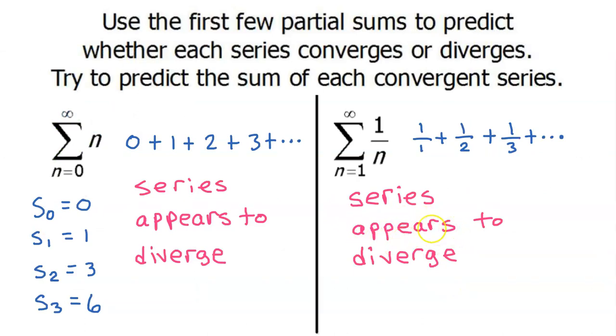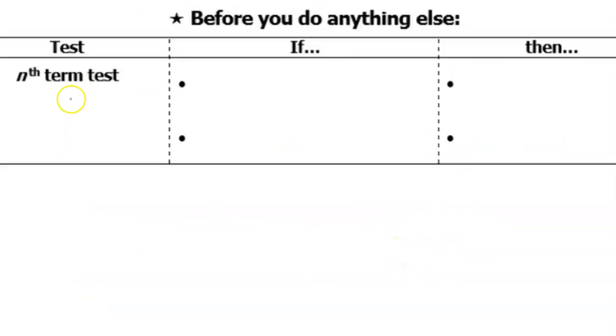This series appears to diverge, and this is the strongest statement that we can make until we learn how to prove it. To prove convergence or divergence, we use tools called tests. And I'm going to teach you your first test right now. The first test is called the nth term test. And it is first not only because it's the first test I'm teaching you, but because it's the test I want you to use before you do anything else.